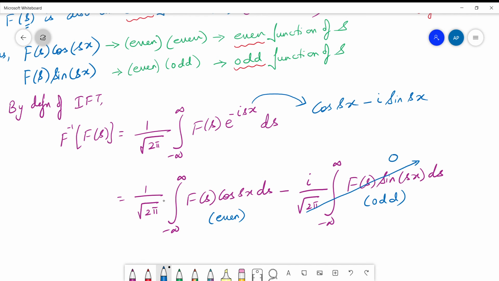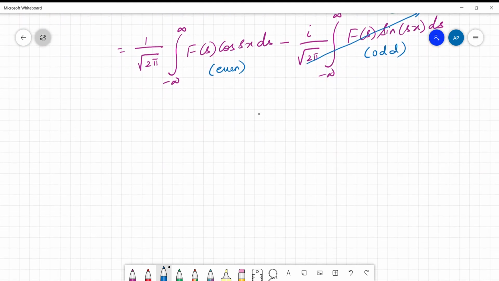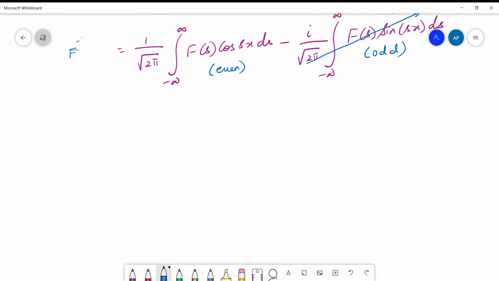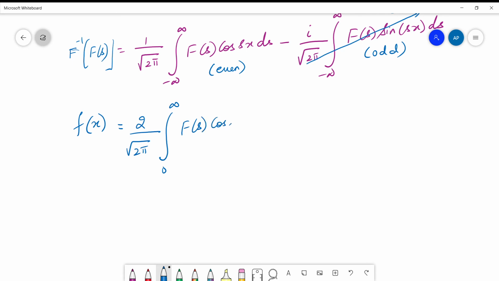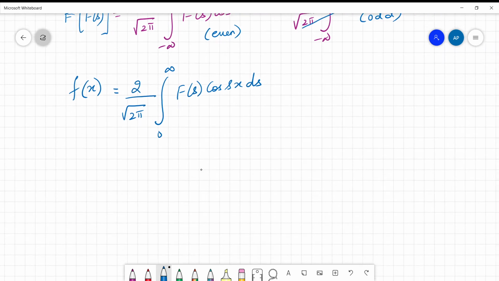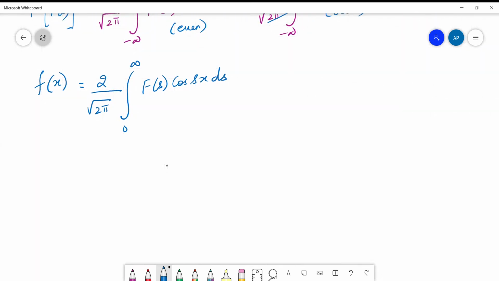Now this integral which is even, we shall now rewrite it. Remember the left hand side is F inverse of f of s. So what is F inverse of f of s? It is nothing but f of x. And so I rewrite this as 2 by root 2 pi integral 0 to infinity f of s cos sx ds. Now comes the substitution for f of s from our part 1. And also note that the variation of s is always from minus infinity to plus infinity or 0 to infinity, but the upper limit continues to be infinity.